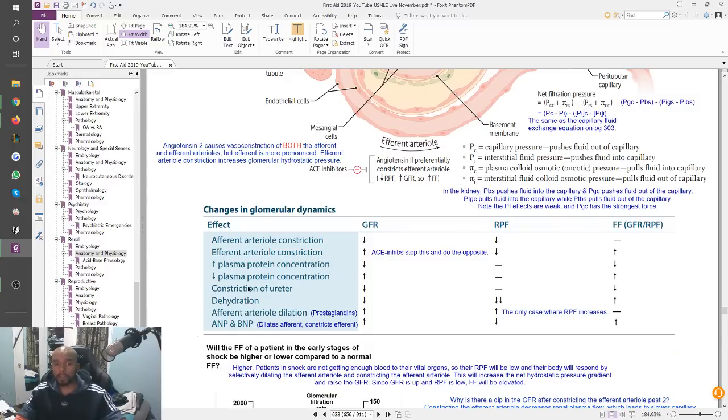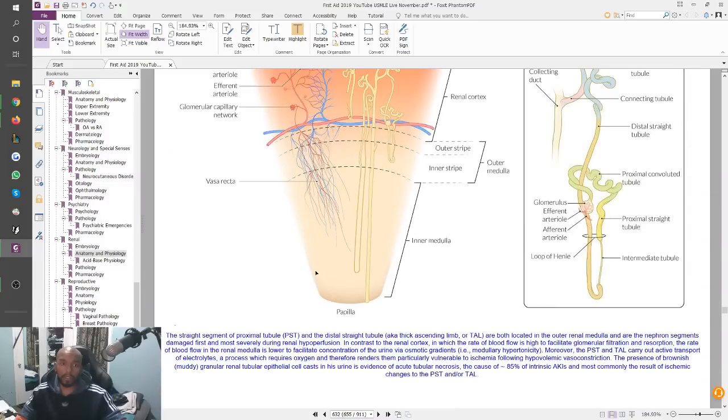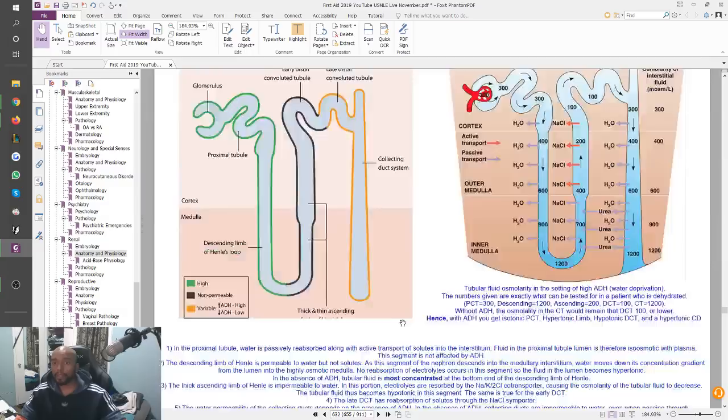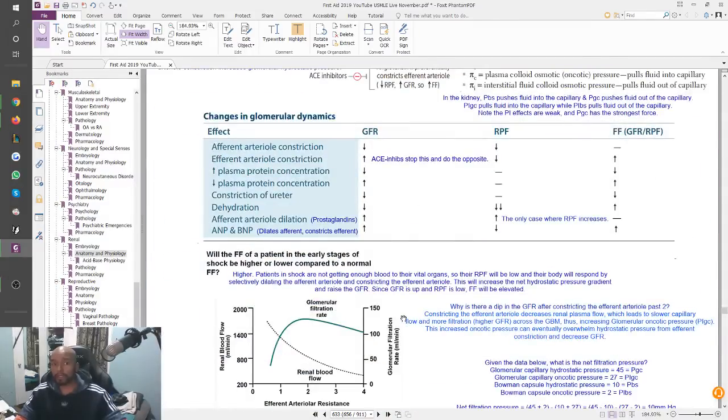This next one is constriction of a ureter. We saw you can have constriction of a ureter for many reasons, like BPH. Earlier, in the last video, we did a question from AMBOSS where a guy had a common iliac artery aneurysm compressing one ureter. That's another way you can constrict a ureter. Many things can cause constriction of ureters.